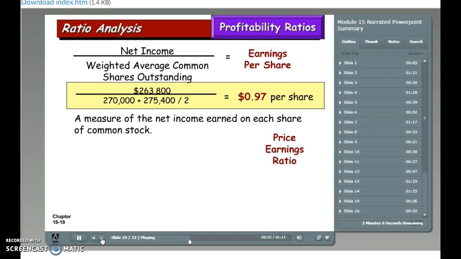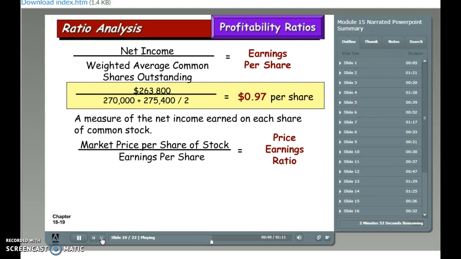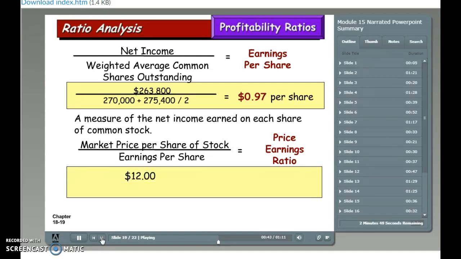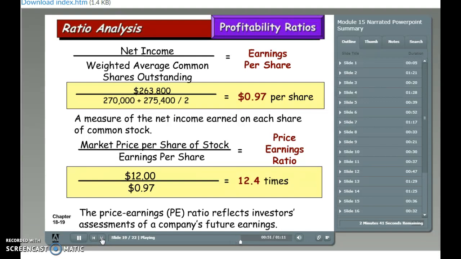The profitability ratio, price-earnings ratio, is calculated by market price per share of stock divided by earnings per share. Quality's price-earnings ratio is calculated to be 12.4 times. The price-earnings ratio reflects investors' confidence of a company's future earnings. Investors that believe a company has a positive financial future will be willing to pay more for each share of stock. As with other profitability ratios, the higher the ratio, the stronger the ratio.